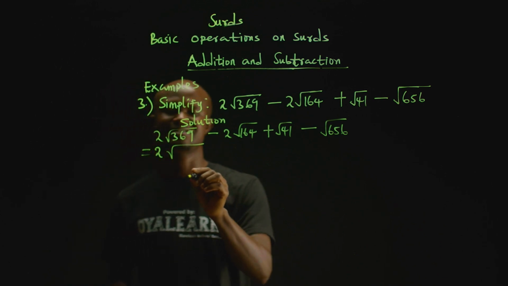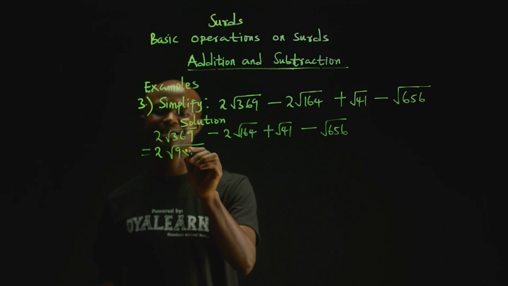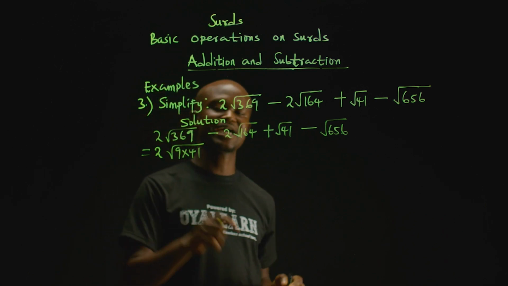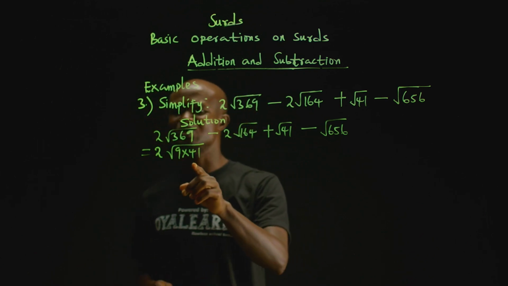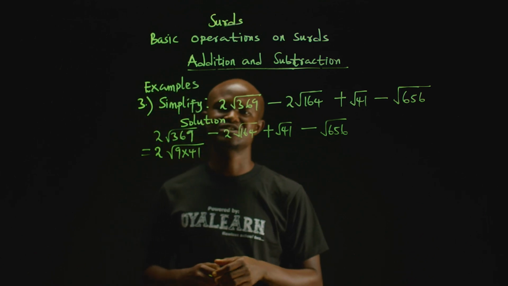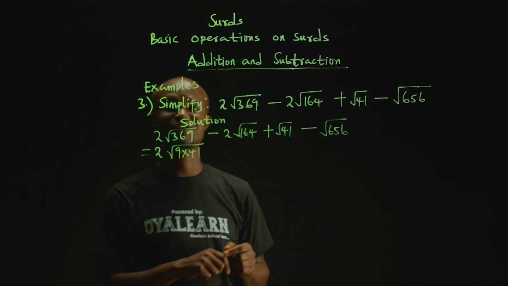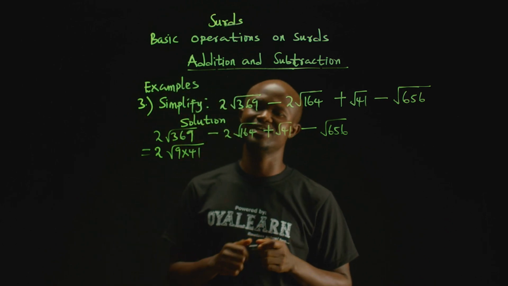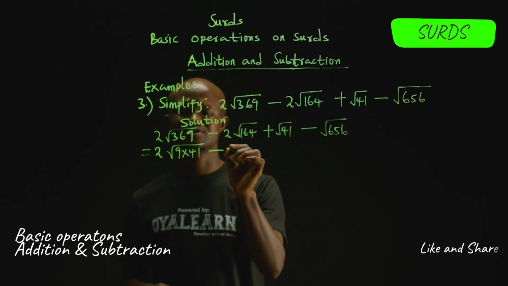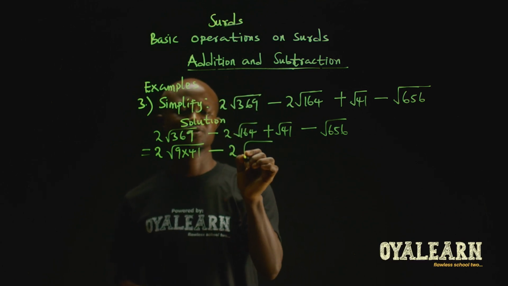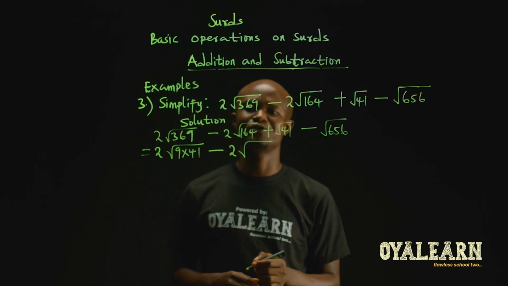So we can write this as 9 times 41. 9 times 41 will give us 369, and 41 is not a perfect square number. Hence, the highest perfect square number in 369 is 9. Minus 2 root 164.